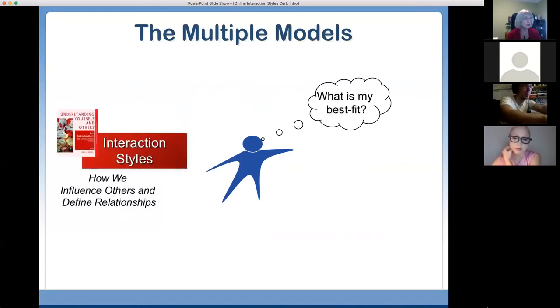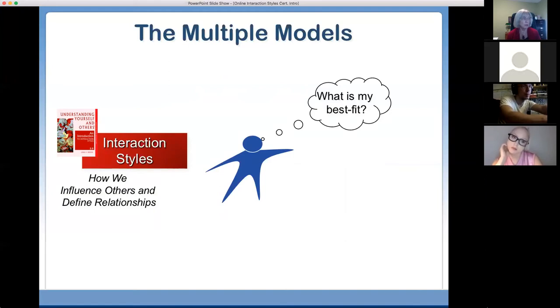So one of them is interaction styles, and that's what this certification is about. Interaction styles is an energy pattern, and we have different kinds of energy patterns. I'll talk to you about interaction styles in just a little bit. So it's how we tend to influence others and define relationships. Really important that it's about relationship definition, which influences how we interact with others.